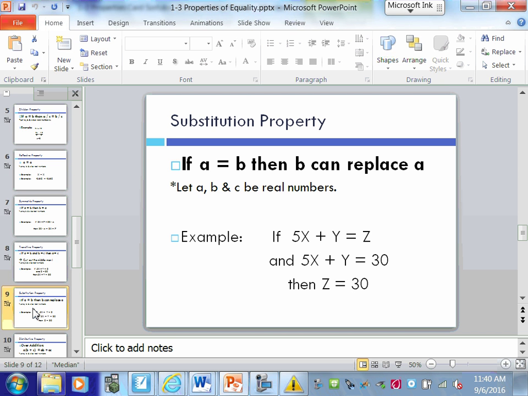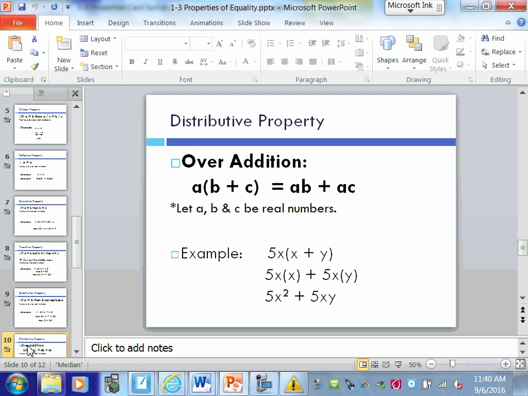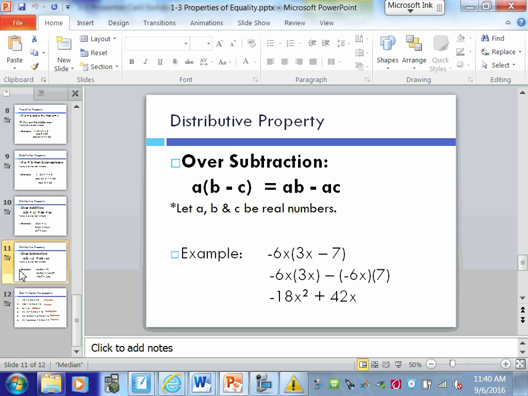Too fast, too slow, just right? Just right. All right. Distributive property again. Did we do that thing? No. Let's do it. Distributive property over addition. And then of course also over subtraction.